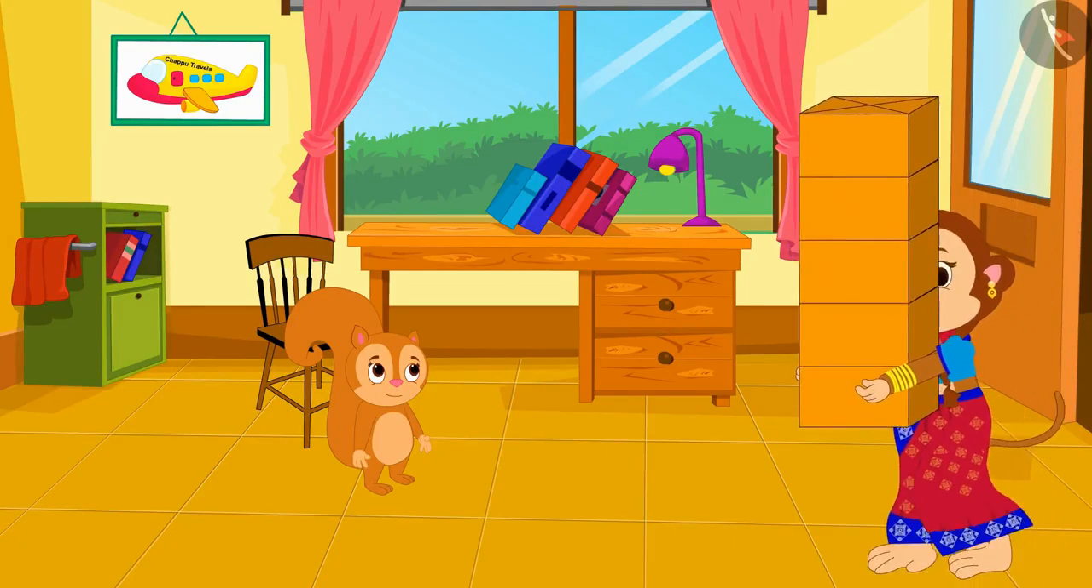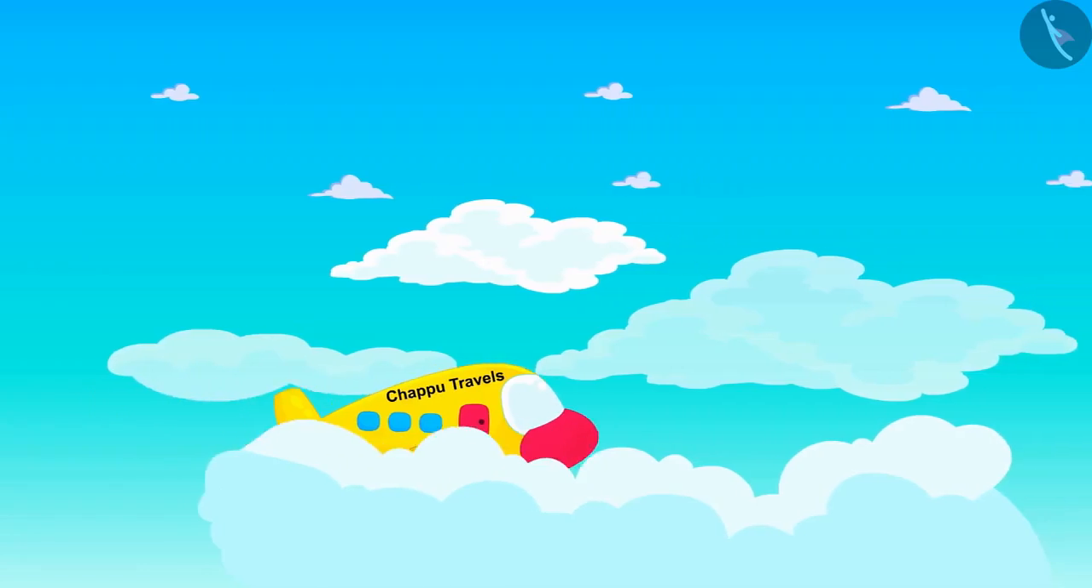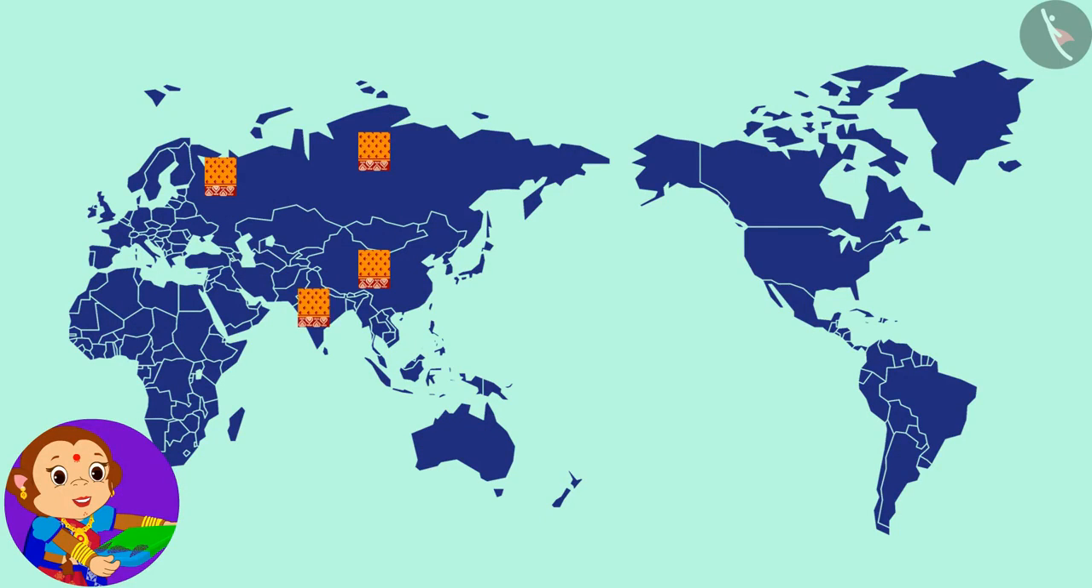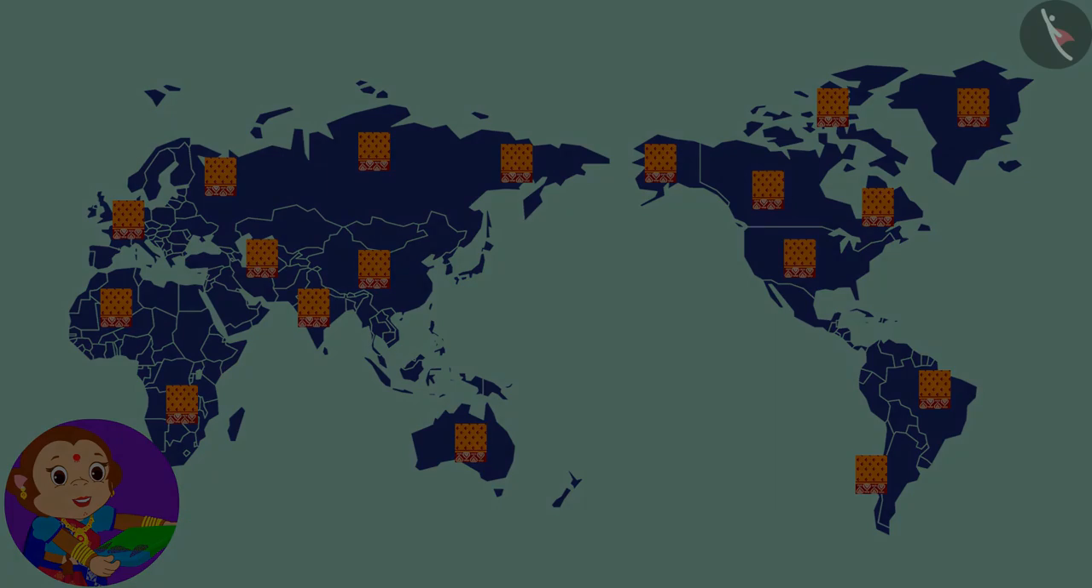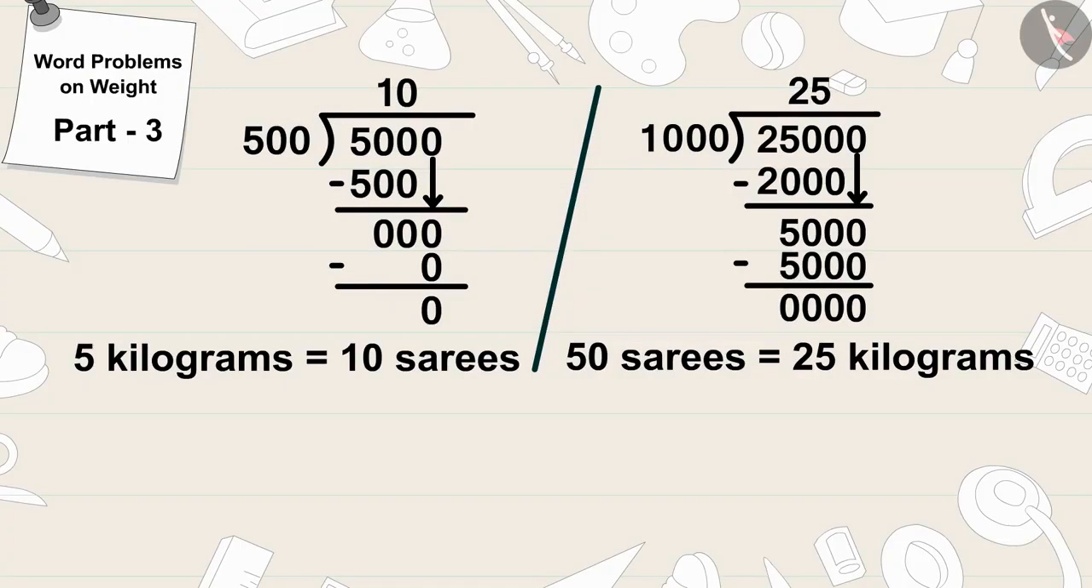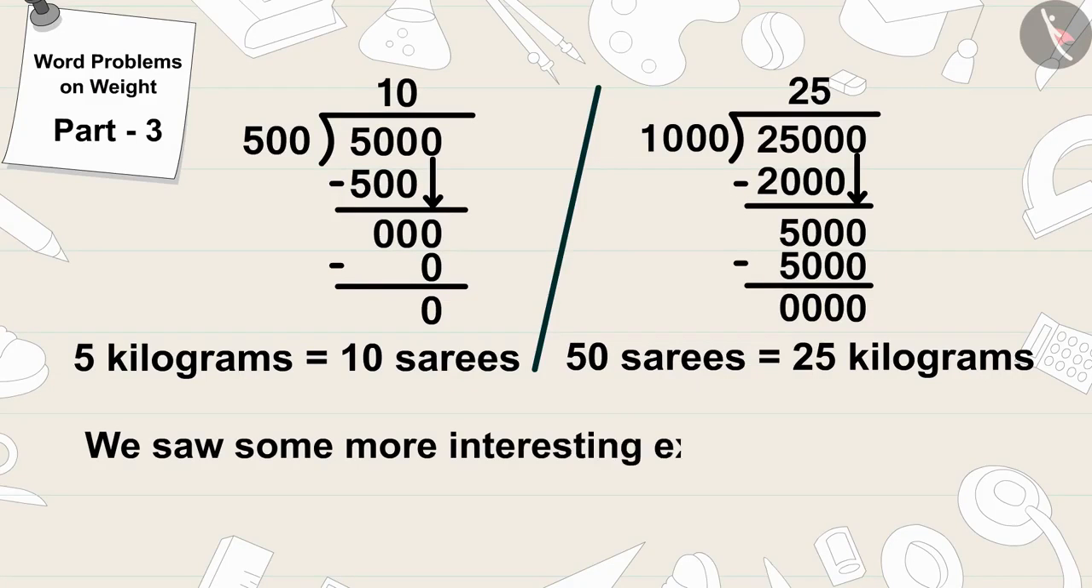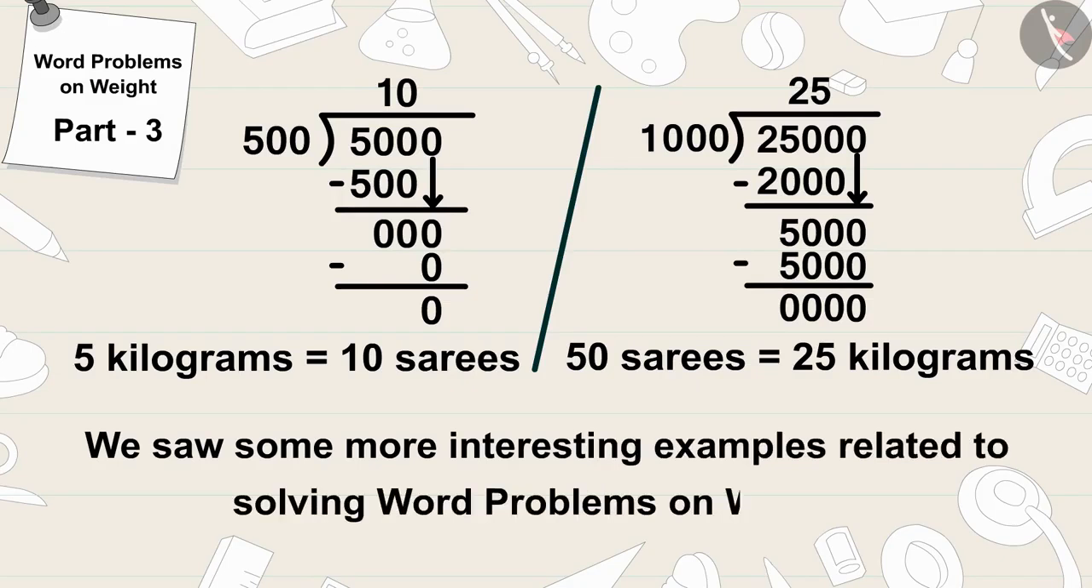Banno sent parcels of 50 of her saris abroad, and Banno's saris became famous all over the world. Children, in this video, we saw some more interesting examples related to solving word problems on weight.